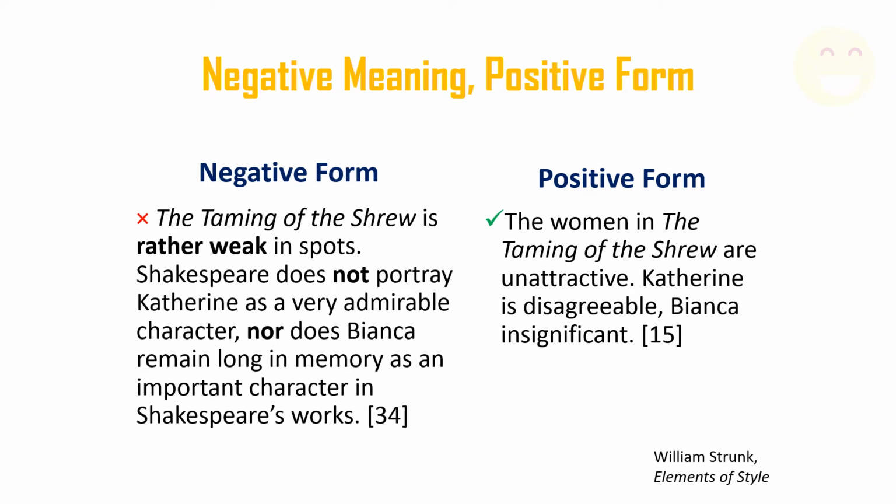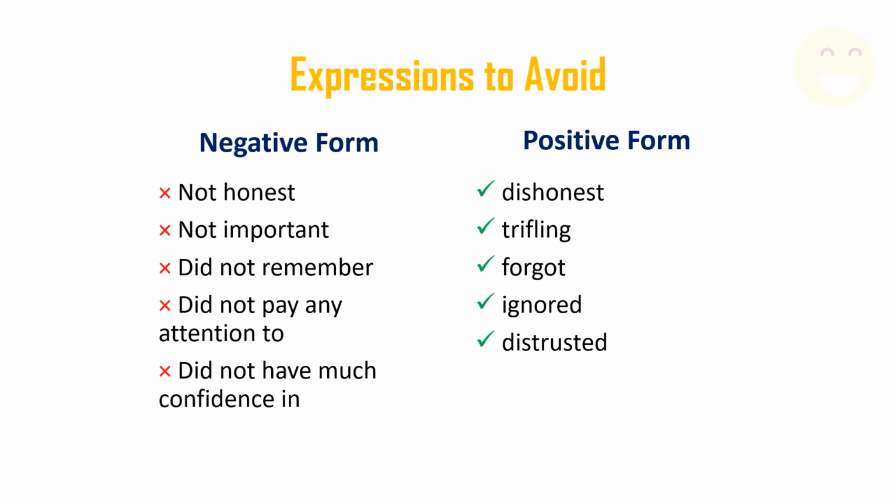Had the writer really read the play, he would have said something such as this. The women in The Taming of the Shrew are unattractive. Catherine is disagreeable, Bianca insignificant. Some common expressions using not, which are to be avoided at all costs, include the following. Not honest, not important, did not remember, did not pay any attention to, did not have much confidence in.